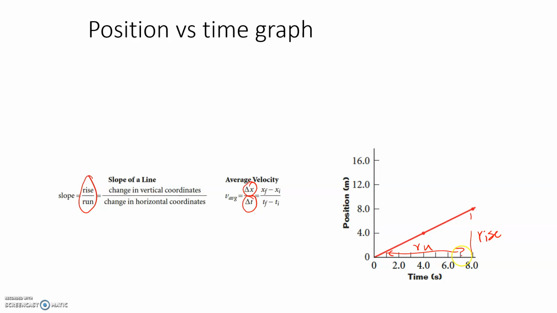Here in this example, what is the value of the velocity? Rise will be 8 minus 0, this distance. Divided by run, which will be 8 seconds minus 0. So 8 divided by 8 is 1 meter per second, because distance is meter, time is second, so meter per second.